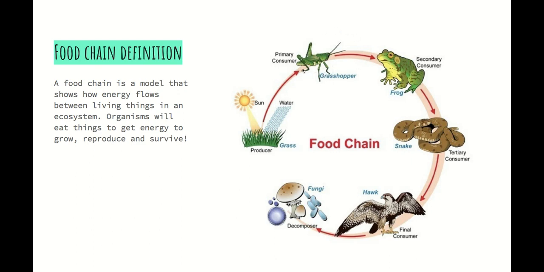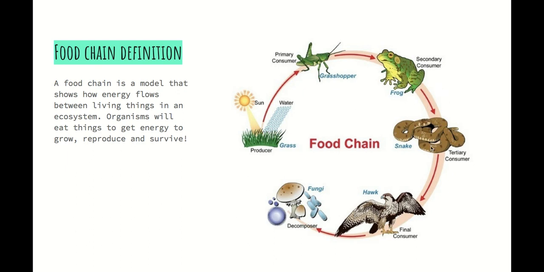Now, once that thing is eating the grass and surviving and running around, along comes the secondary consumer, which is the omnivore. Sometimes it's just a carnivore, sometimes it's just a herbivore, but omnivore means it eats meat and plants. Now, the animal in this one, the frog, eats the grasshopper, and that's how it gets its energy.